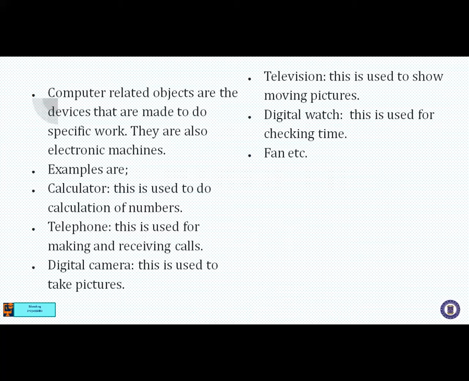Then we can also talk about a digital watch. A watch, we also know that it is a device that we always use to check time. Then other computer-related objects are those electronics that use electricity to work, like fan, radio, and many of them.